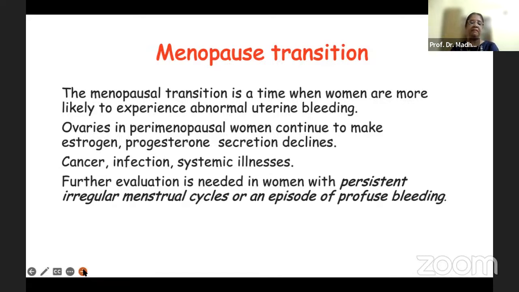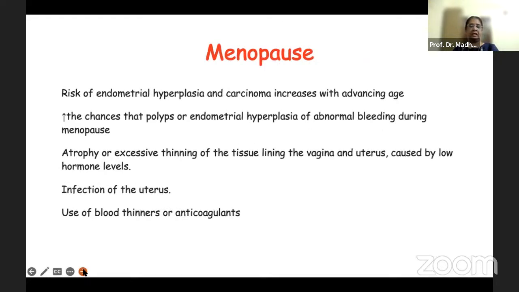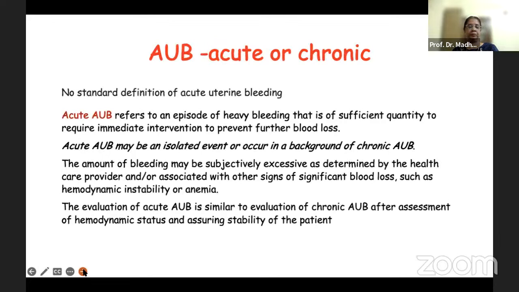Now, many of these patients will think it's normal, but they should be counseled that further evaluation is needed in women with persistent irregular menstrual cycles or an episode of profuse bleeding. Of course, in menopause, the high priority would be ruling out any pre-malignant or malignant cancer, as endometrial hyperplasia and carcinoma increase and present in this age group. Infections and also use of blood thinners or anticoagulants should be looked into also.